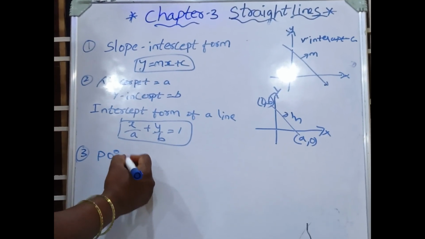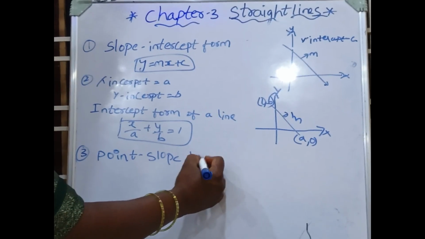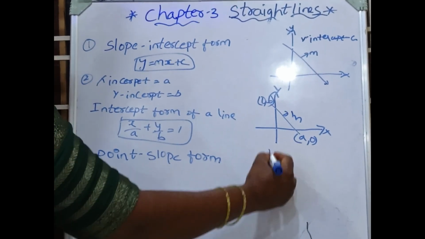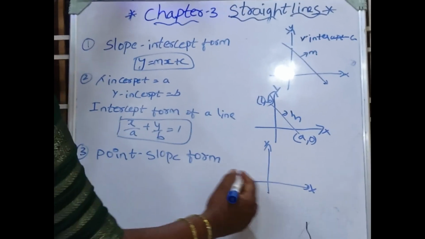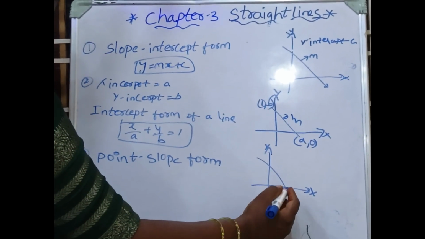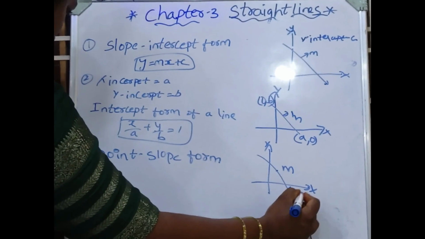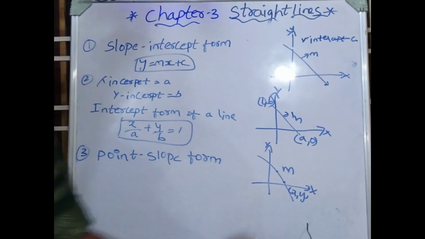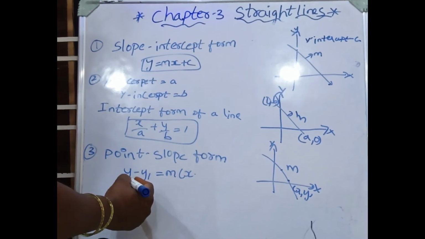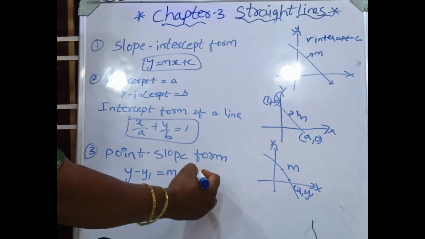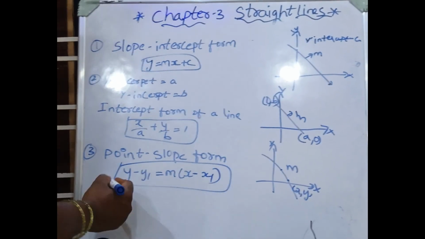Point slope form. This is the x-axis and this is the y-axis, with a line of slope m and a point x1 comma y1 on the line. So the point slope form is y minus y1 equal to m into x minus x1. This is the point slope form.